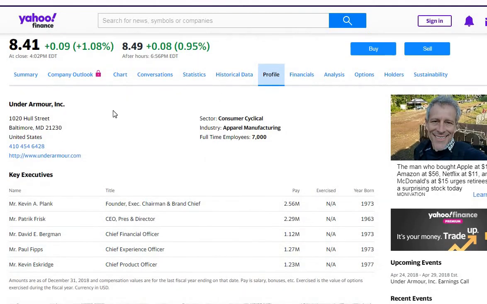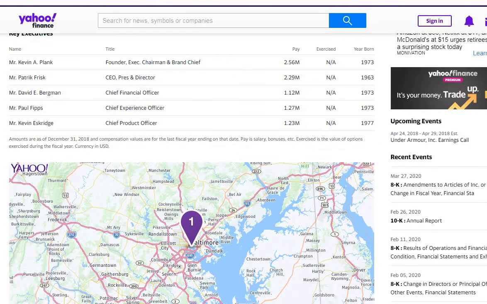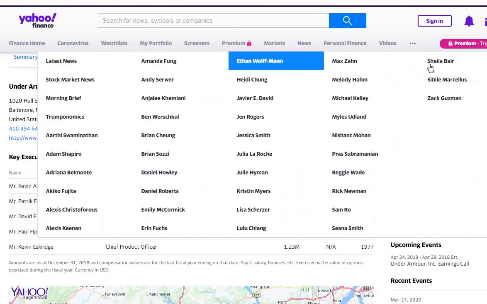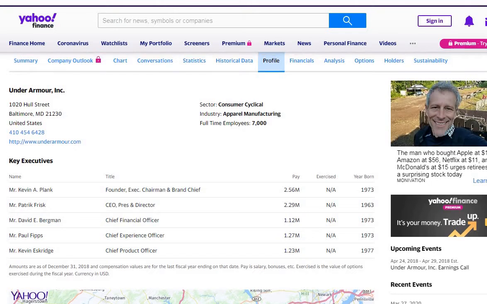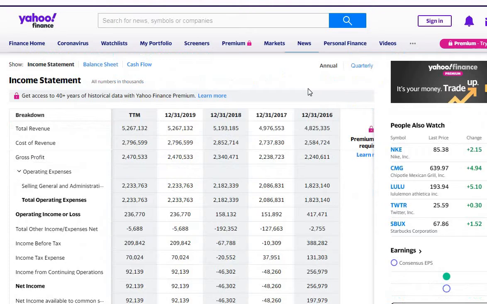Next is their profile, and it has a lot of the information you're looking for. It has their address, the founder and CEO currently, and what they're being paid. It even has the year they were born, so you know how old they are. Their CEO, CFO, CPO, all right there. It shows you their location, Baltimore, Maryland.